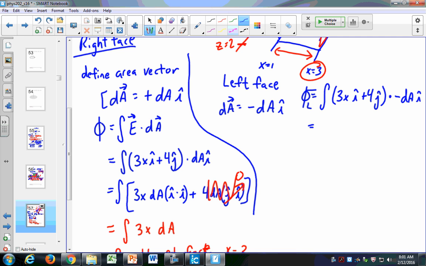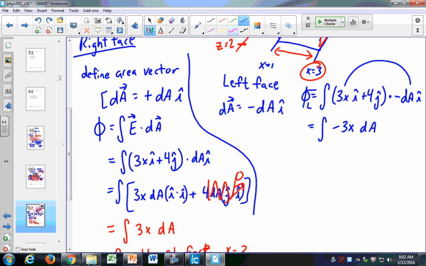In a way that we did similarly before, I can just leave out that j term, and I get the integral of negative 3x dA, because when I do this dot product, the dot product of negative 4 dA j dot i is equal to 0. Remember your dot product: anytime you have two perpendicular vectors, their dot product is going to be 0, based on our definition of what the dot product is.